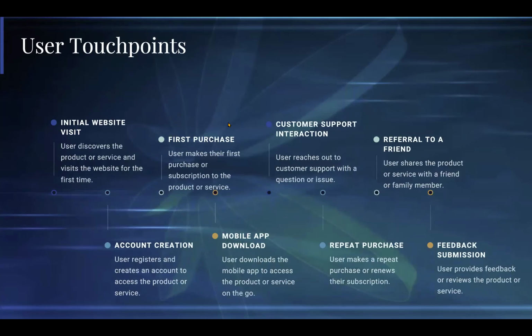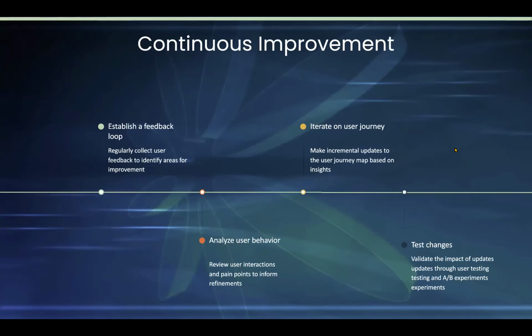So user touch points. I didn't even realize I had this in there. What are the user touch points? I've said it already: website visits, their first purchase, customer support, post-purchase support, meaning the after-sales support, for instance. Reviews, referring to a friend, account creation, mobile app download, repeat purchase, feedback submission, and all of that. So those are examples of the different touch points that you need to think of when you're drawing up your user journey map.